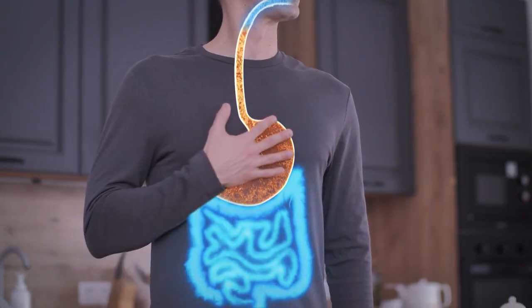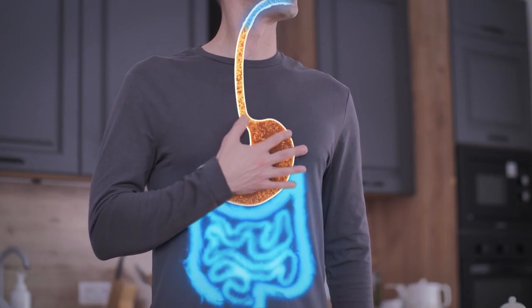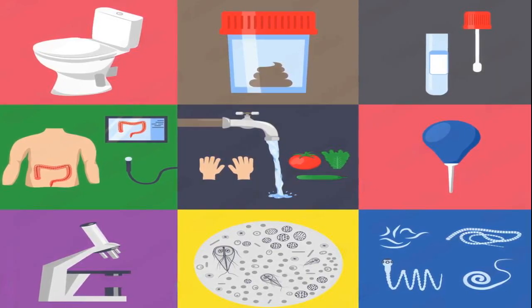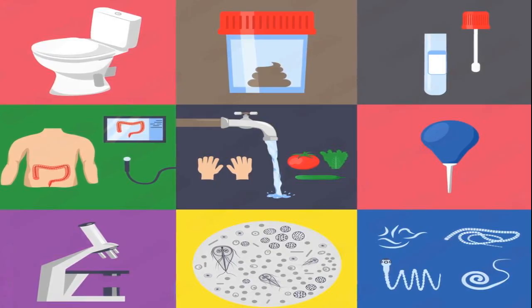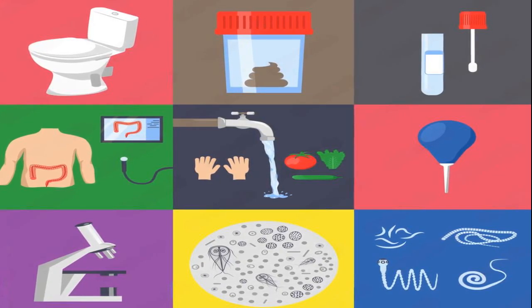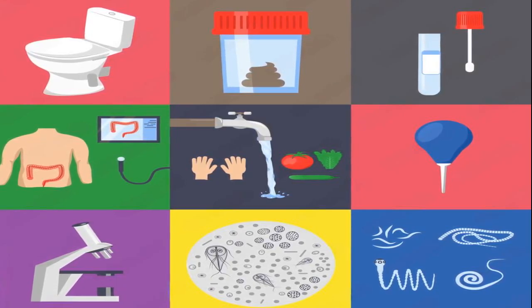Some individuals may experience weight loss and malabsorption, while others may remain asymptomatic. Number 5. How is giardiasis diagnosed? Giardiasis is diagnosed by detecting the parasite in stool samples, either through microscopic examination, to identify cysts or trophozoites, or antigen detection tests like ELISA.